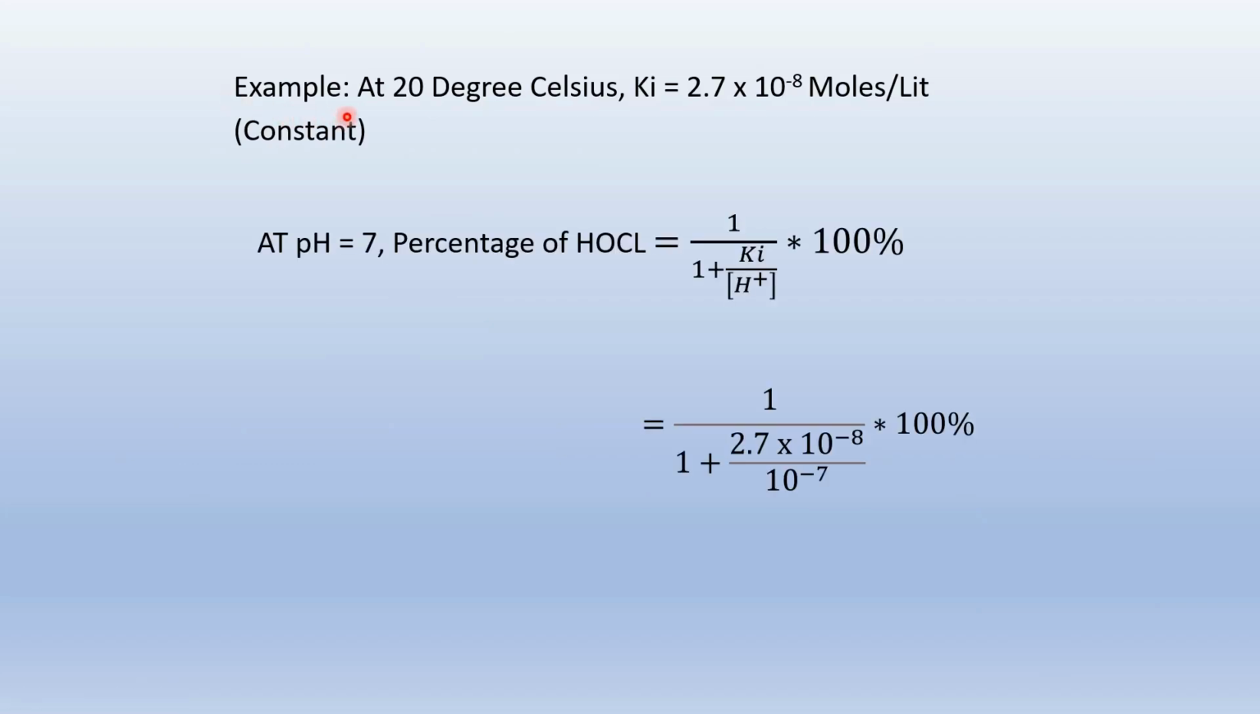Taking an example, at 20 degrees centigrade, the value of the equilibrium constant is 2.7 into 10 to the power minus 8 moles per liter, and at pH 7 the percentage of HOCl is given by the formula we have seen earlier. Again, keeping the Ki equilibrium constant as 2.7 into 10 to the power minus 8, divided by the hydrogen concentration at pH 7, which is 10 to the power minus 7, the percentage of HOCl came out to be 78.7% HOCl, and the percentage of OCl- will be 21.3%.